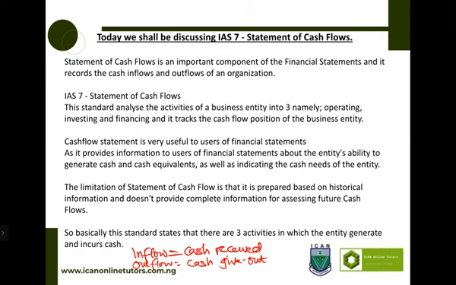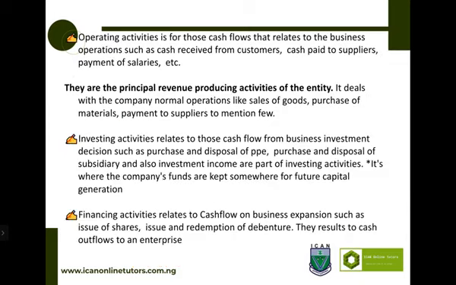Basically, this standard states 3 activities, as I've told you earlier. Let me take the activities one after the other because of time. Operating activities is the first one. Investing activities is the second one. Financing activities is the third one. When we say operating, let me come again. Don't be too hard on yourself. I keep telling you that in my class because you can get everything as easy as anything when you pay attention.